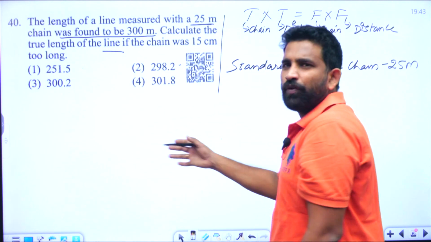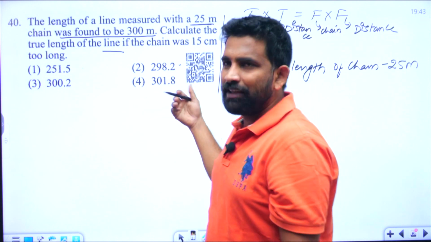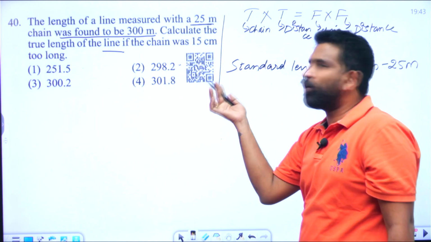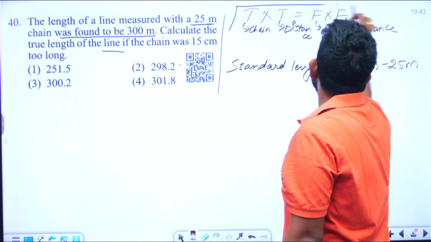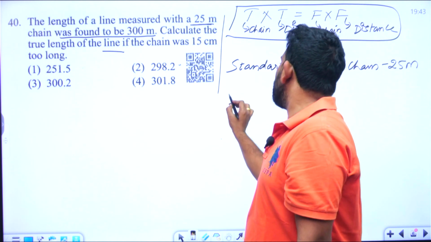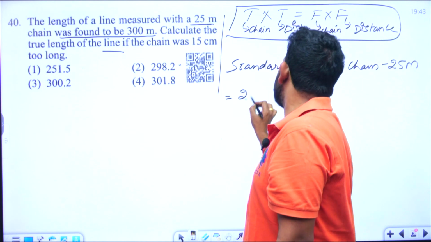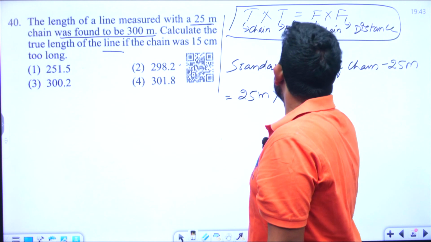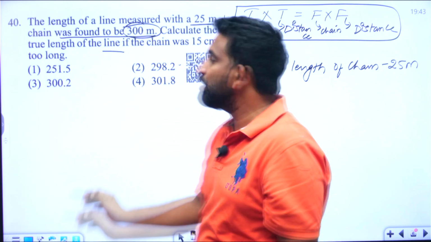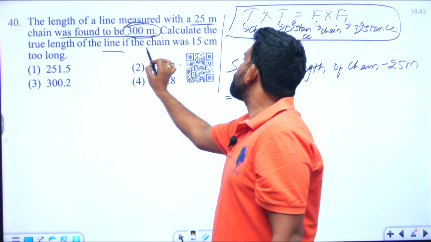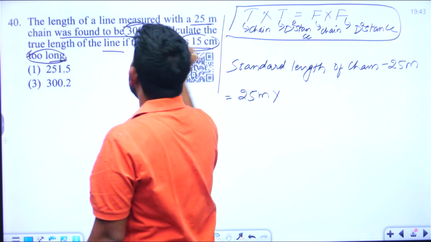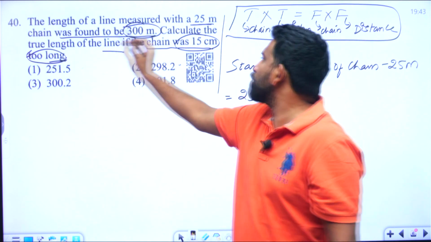Or else we can go with the general textbook formula like L dash upon D dash into D. We can go with the textbook formula also, but for such a kind of relation, that is true into true is false into false. Now the true chain length here was 25 meters. The true distance we don't know, because 300 meters is not the true distance, because clearly he mentioned the chain was 15 centimeters too long. That means there is an error in the chain, and because of that error, whatever distance he has measured will also be wrong.